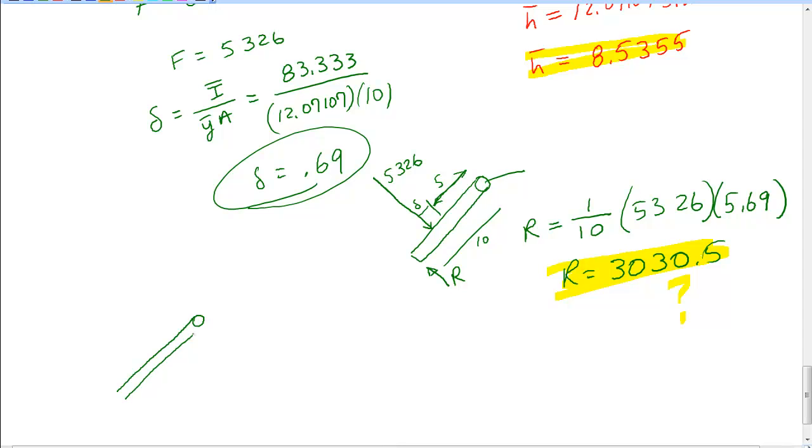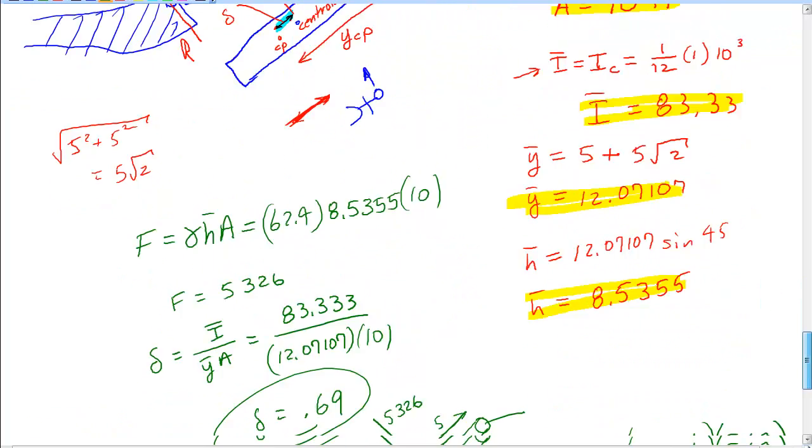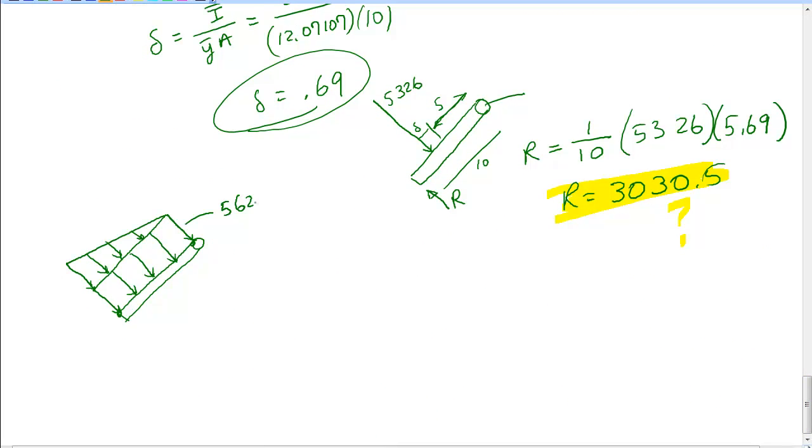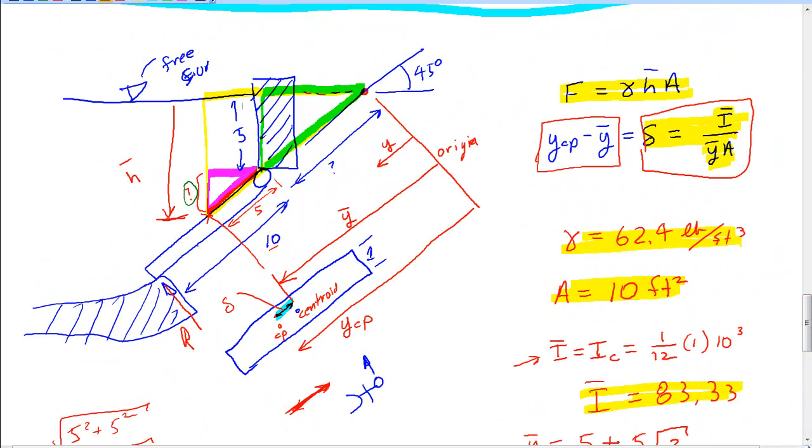Got a gate sitting here at 45 degrees. We've got a uniform load across it, and we have an additional triangular load because this end of the gate is deeper than that end. What is this load? Well, let's look back. It's 5 foot deep. So it's 5 times 62.4. That's the pressure there. 5 times 62.4 gives me 312 pounds per square foot. How much deeper is this end than that end?